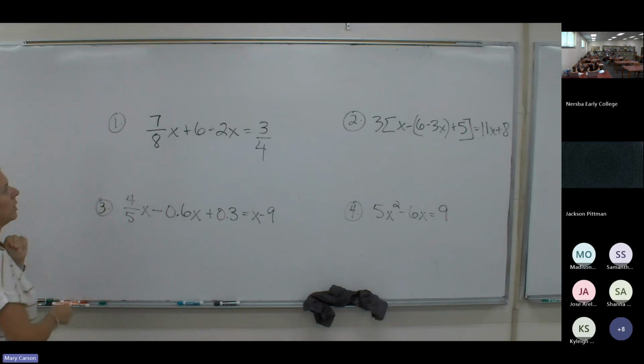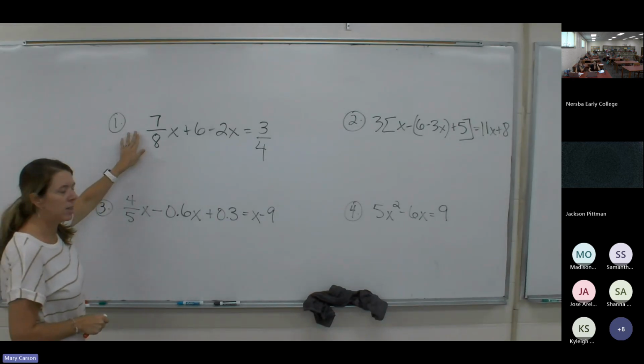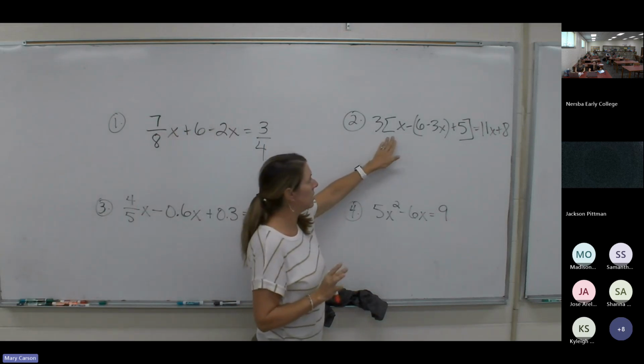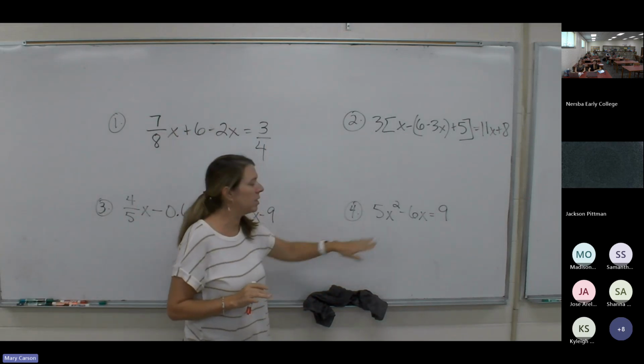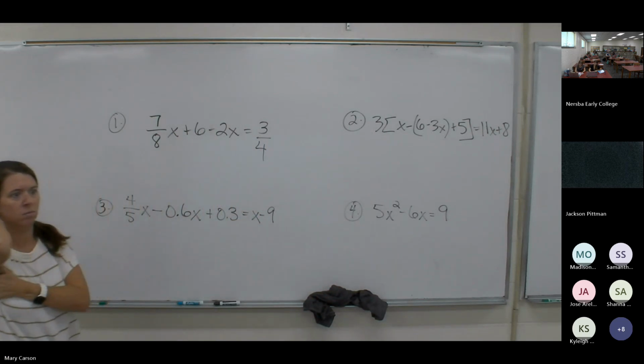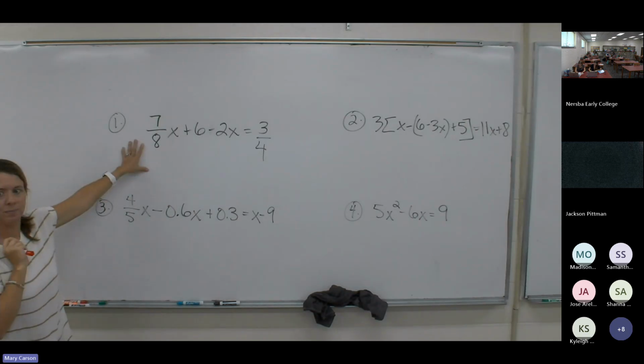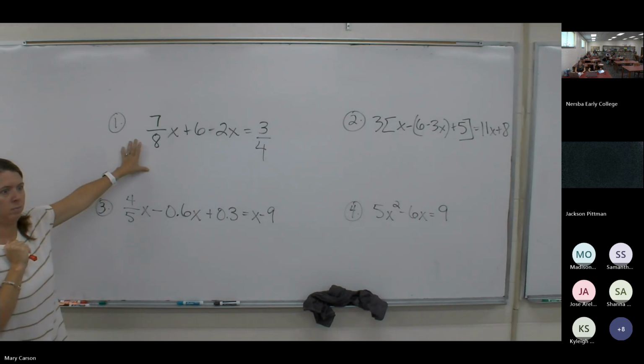Let's look at these four. Can you tell me what kind of equation this is? You should be able to tell me that. What kind is this? What kind is this? And what kind is this, just from looking at it? What is this one? That one.